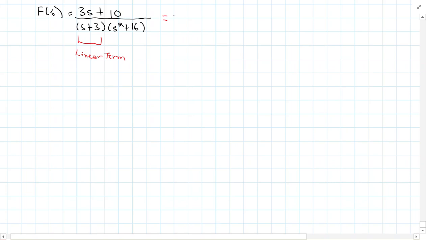we get A over (s + 3). But then this here is, remember what we call this, an irreducible quadratic. And in this one we're not going to do the complete the square, and I'll show you why in a second. This would be plus (Bs + C) over (s squared + 16).